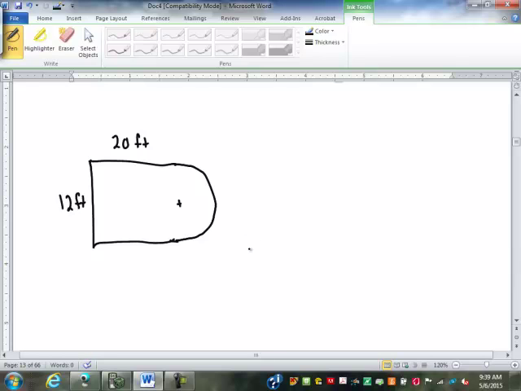For something like this, to find the area, the 20 only goes to right there, by the way. To find the area of this, it's two pieces. We have a rectangle here. I'll call that piece 1. That area is just going to be the 20 feet times the 12 feet, or 240 square feet. Plus whatever the area of that other piece is.